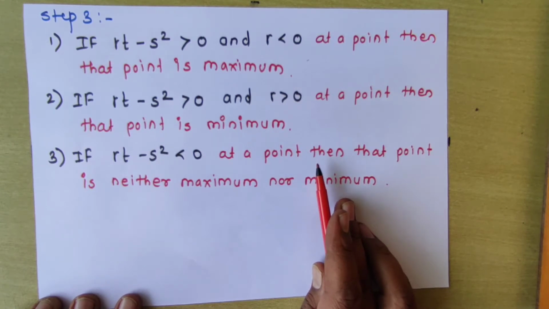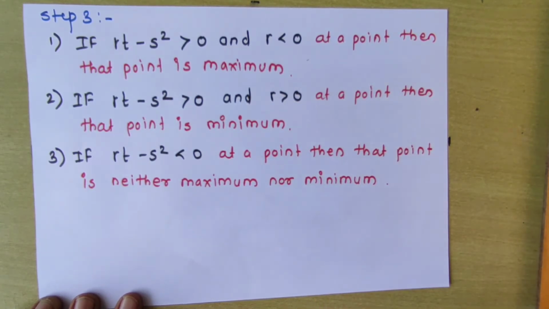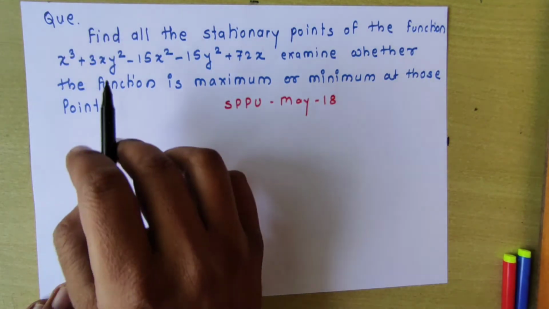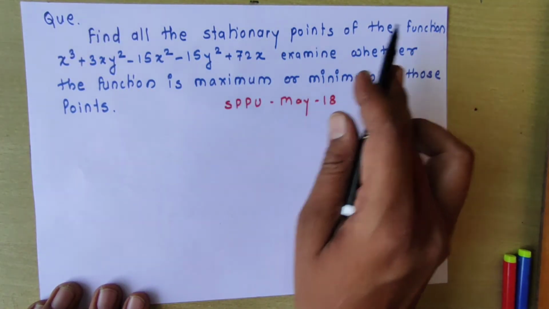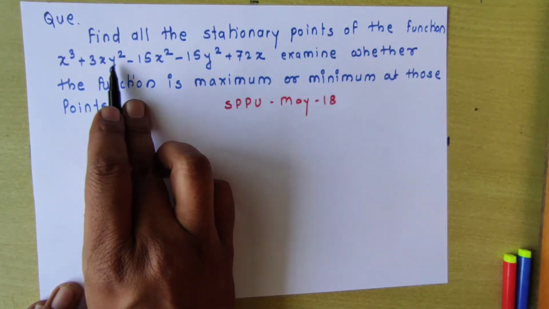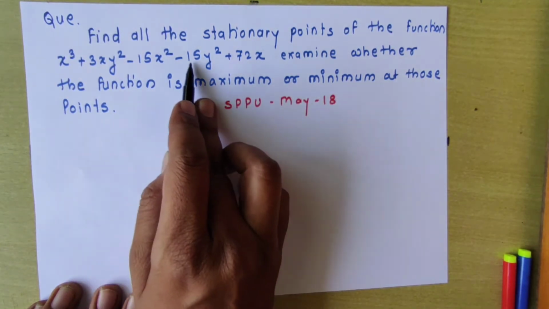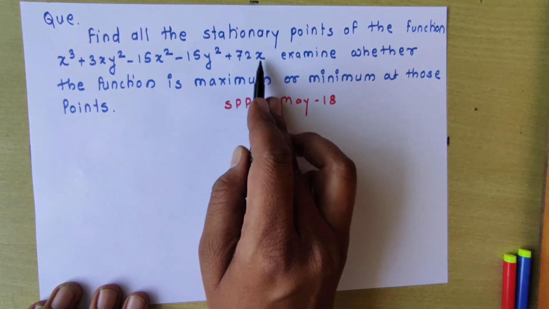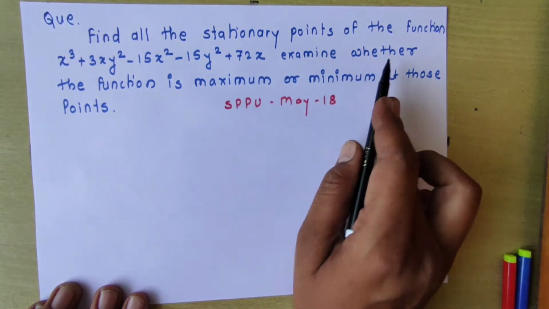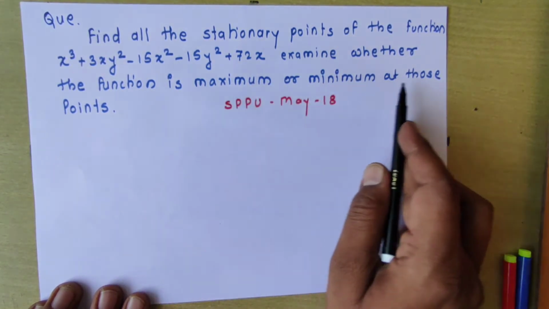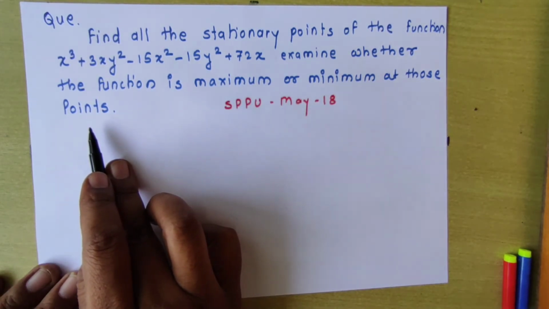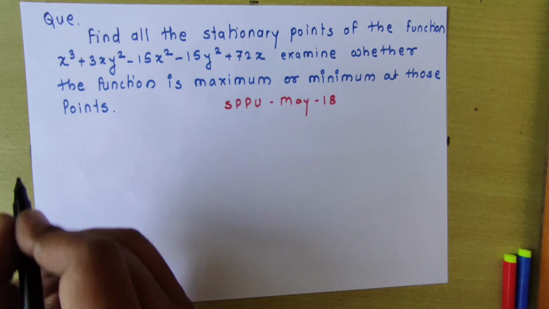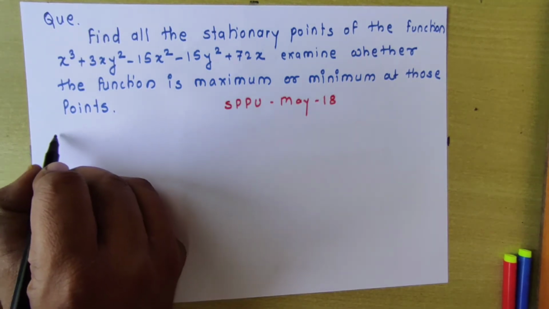So let's understand this with the help of an example. The question is, find all stationary points of the function x cube plus 3xy square minus 15x square minus 15y square plus 72x. Examine whether the function is maximum or minimum at those points. If you observe this question, they have given the function. So let's start with the solution.